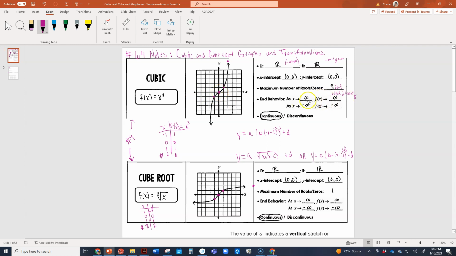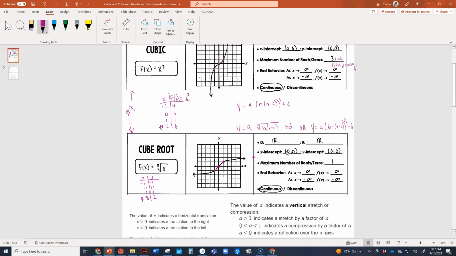The end behavior is going to be different because it's a cubic. End behavior is going to be different because it's a cube root. We'll look at the exponent on this one. We'll see that it's raised to the 1/3 power. We know it has different end behavior because it's odd. Well, 1/3 is also an odd number, so it does have different end behavior. All of the transformations that we've already learned still apply.